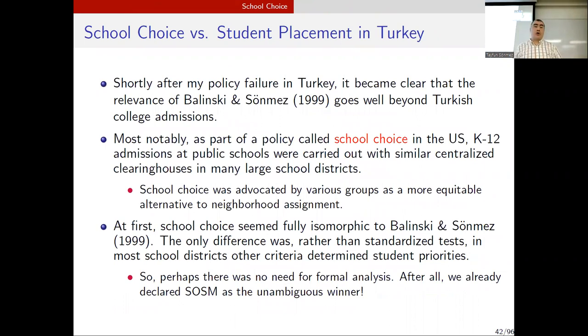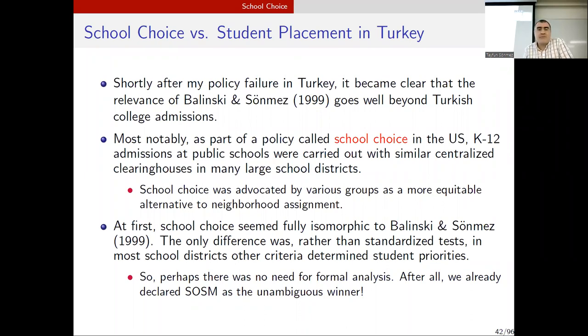So shortly after my policy failure in Turkey, it became clear that the relevance of Balinski and Sönmez goes well beyond the Turkish college admissions. Most notably, as part of a policy called school choice in the US, K-12 admissions at public schools were carried out with similar centralized clearinghouses in many large school districts. School choice was advocated by various groups as a more equitable alternative to neighborhood assignment. At first, school choice seemed fully isomorphic to Balinski-Sönmez. The only difference was, rather than standardized tests, in most school districts other criteria determined school priorities.